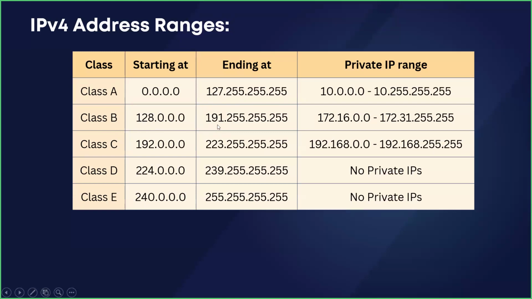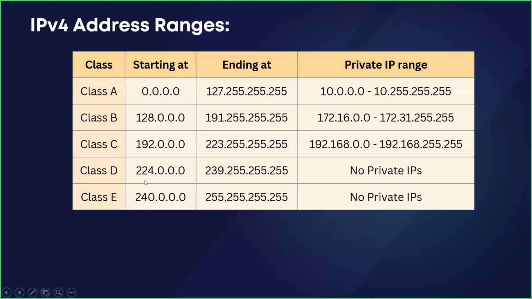And since it is ending at 191, class C starts at 192. From 192, this goes up to 223. And since it's ending at 223, class D starts at 224. From 224, it goes up to 239. And since it is ending at 239, class E starts at 240. And from 240, it goes up to the last IP, 255.